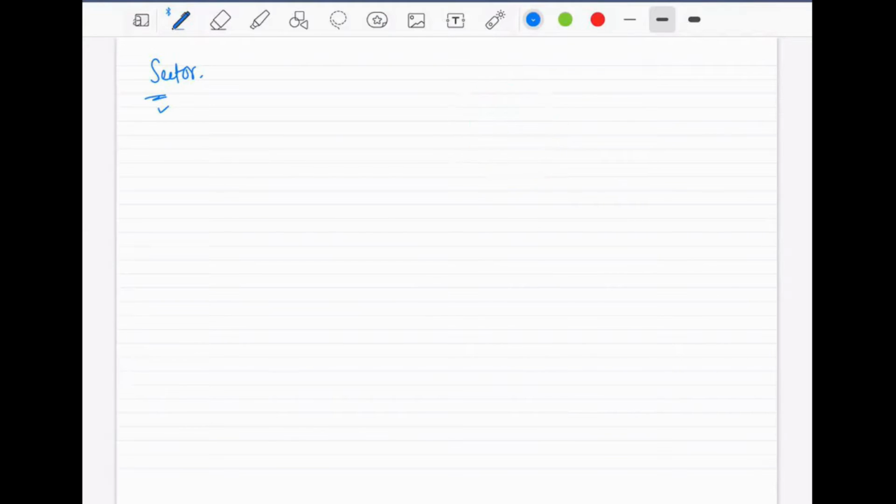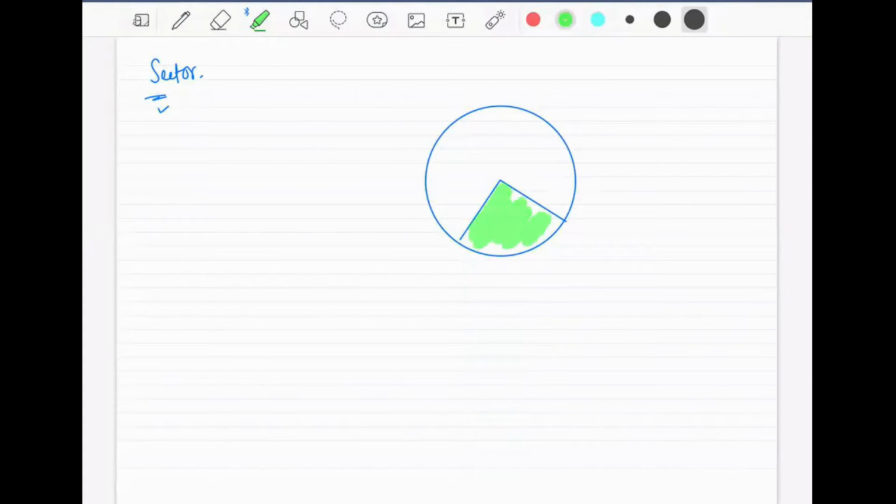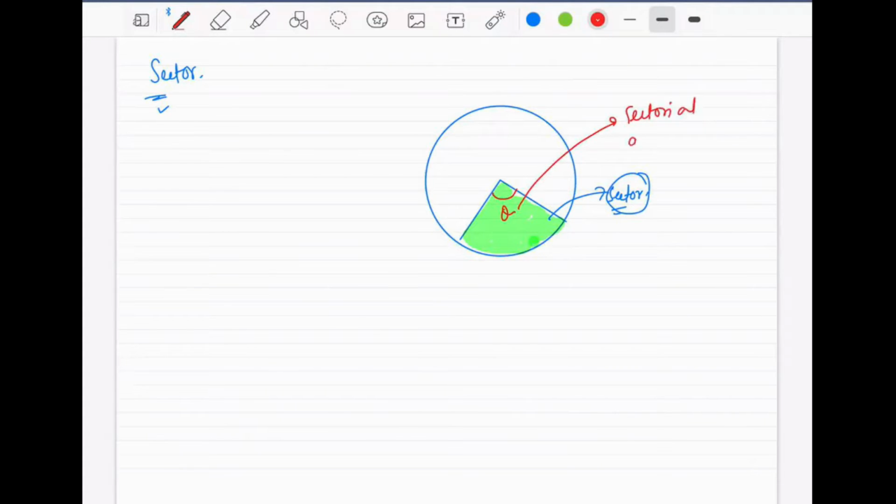If we take a circle and then we draw two radii, one here, another here, it's curved. So here, this shaded portion right here is called the sector, the portion that is enclosed by two radii. And we have to take into account this angle right here. This angle theta is called the sectorial angle.